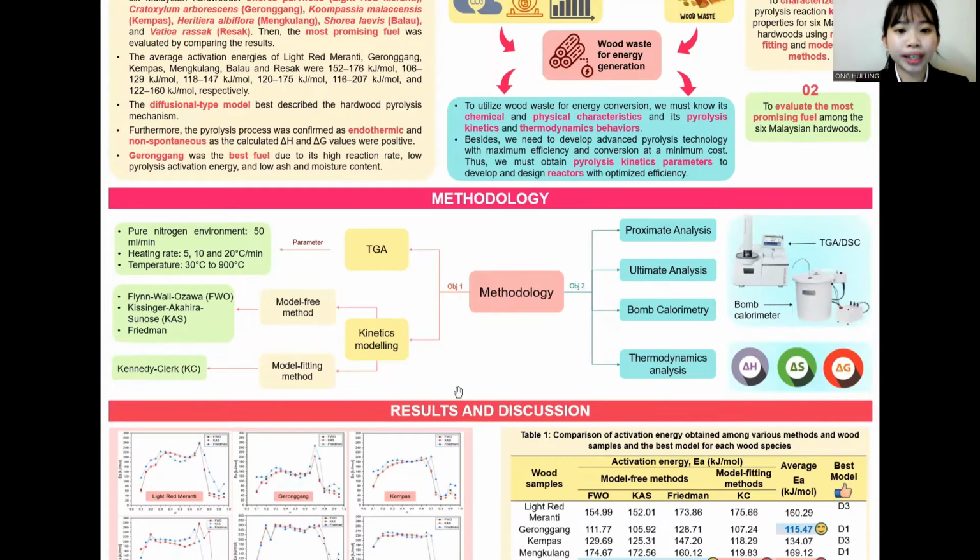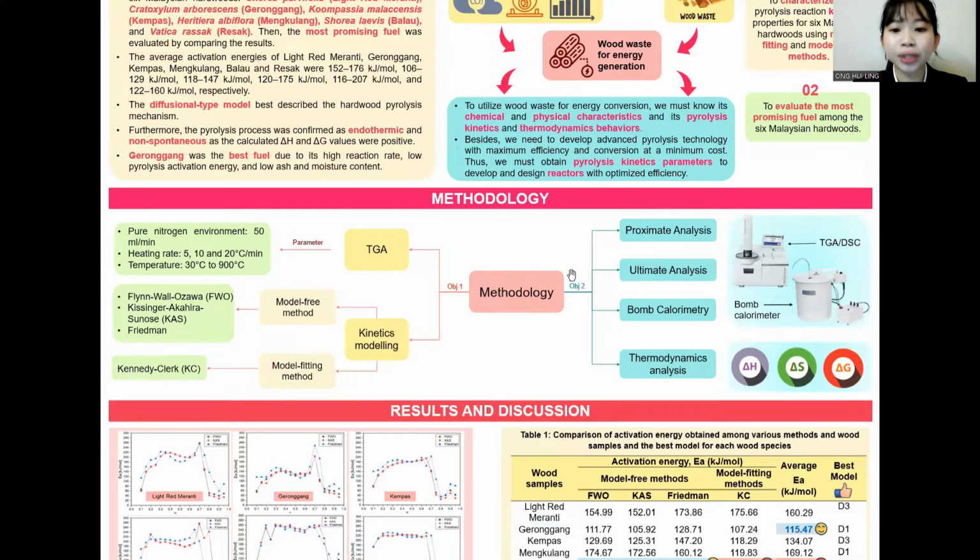In achieving Objective 1, TGA was conducted under pure nitrogen environment and heating rates of 5, 10, and 20 degrees Celsius per minute. The sample was heated from 30 to 900 degrees Celsius. After that, the TGA data was modeled using 3 model-free methods, such as Flynn-Wall-Ozawa (FWO), Kissinger-Akahira-Sunose (KAS), and Friedman, and 1 model-fitting method, Coats-Redfern (CR) method.